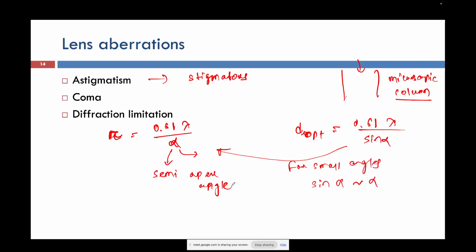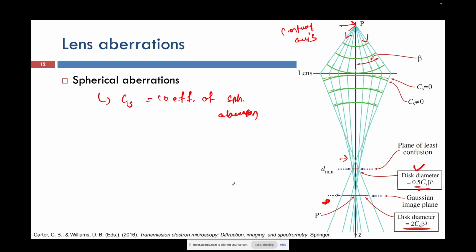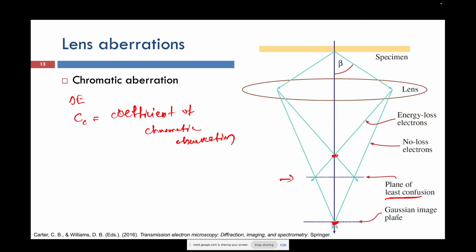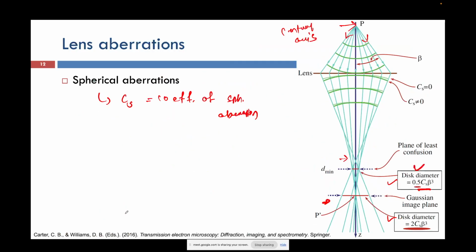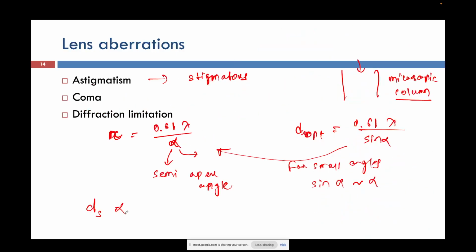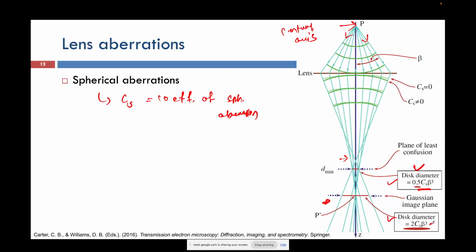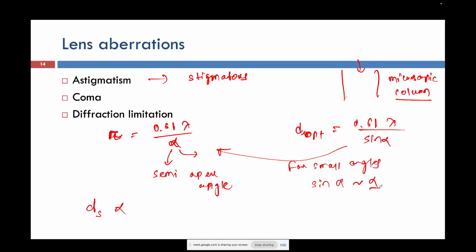Okay, and here is another thing I just want to point out. If you see this formula, in either this case or this case, the diameter of the spherical aberration is directly proportional to the beta term. Here beta is the semi apex angle, which I am denoting as alpha, so it is directly proportional to beta cubed here, right? So this is the spherical aberration.